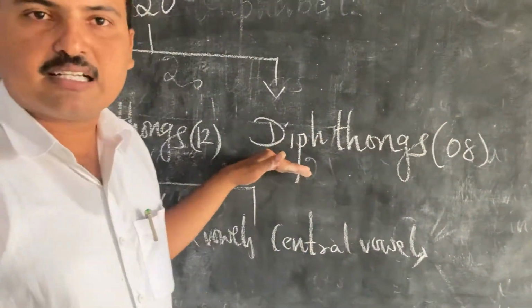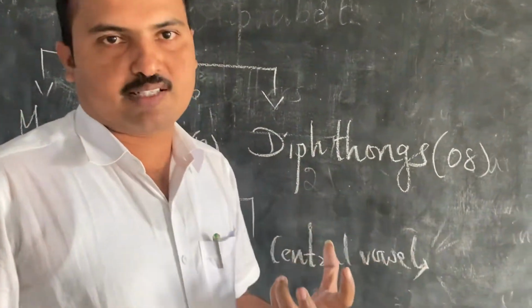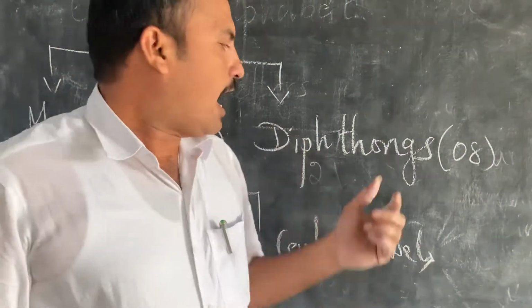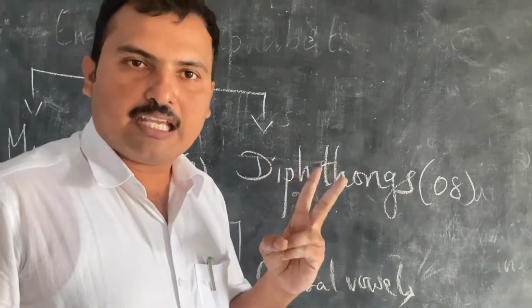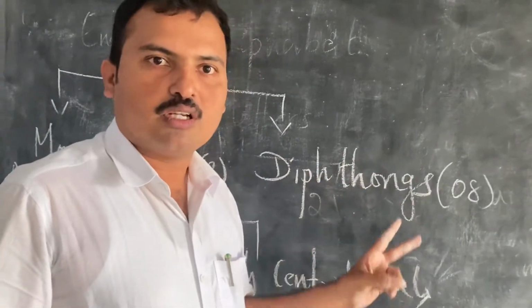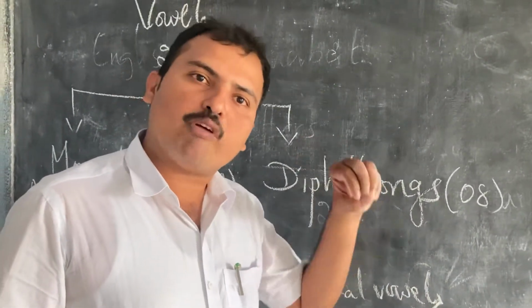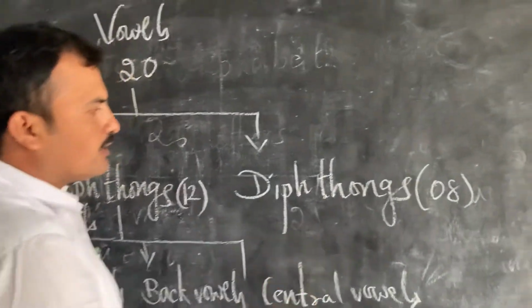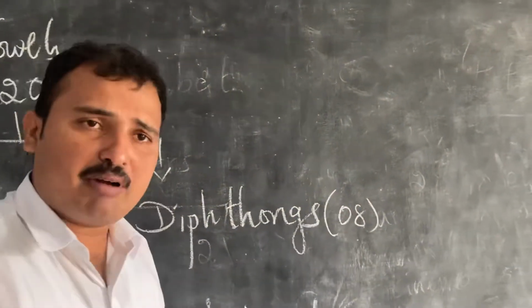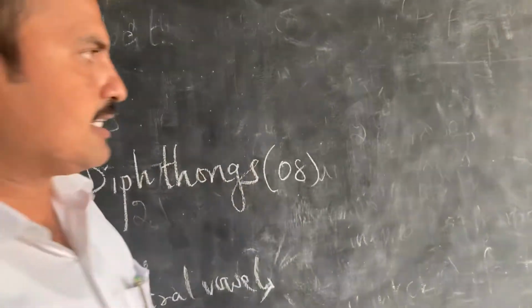Monophthong. Di means two. Diphthongs. Diphthong means two. And phthong means a sound. Two phthong, two sounds. It means that there are two vowel sounds in each diphthong. Good. So they are 8 in number and we'll be discussing them a little later.